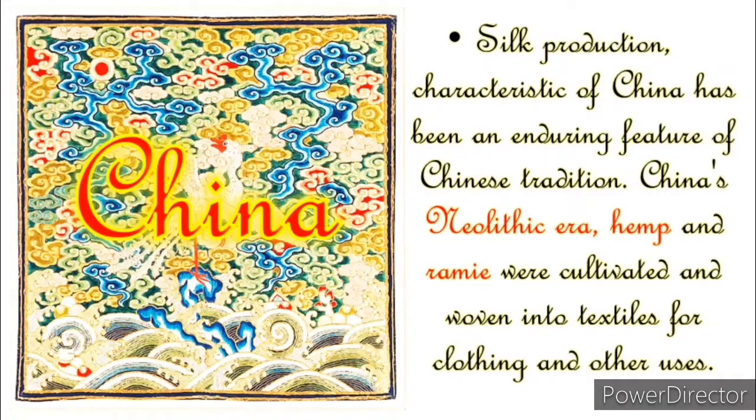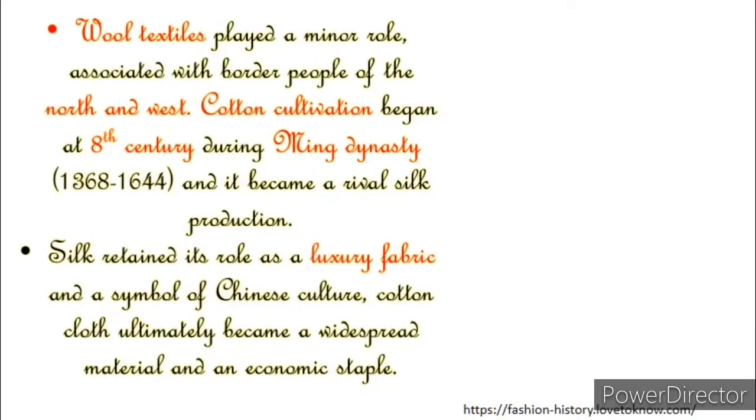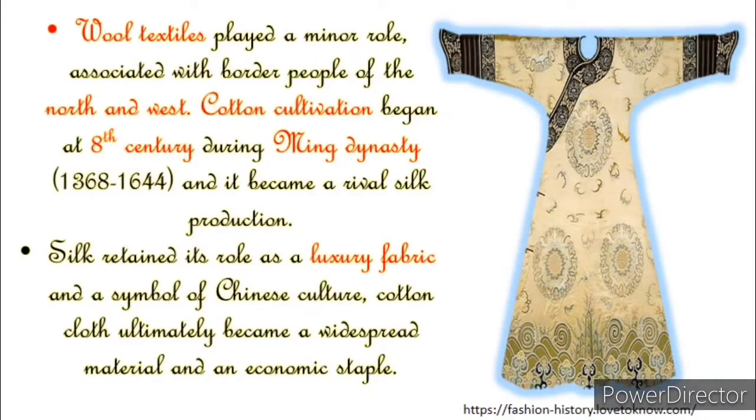From China's Neolithic era, hemp and ramie were cultivated and woven into textile for clothing and other uses. Furthermore, wool textile played a minor role associated with border peoples of the north and west. Cotton cultivation began at least by the 8th century, and by the Ming Dynasty, 1368 to 1644, it had become an industry to rival silk production.